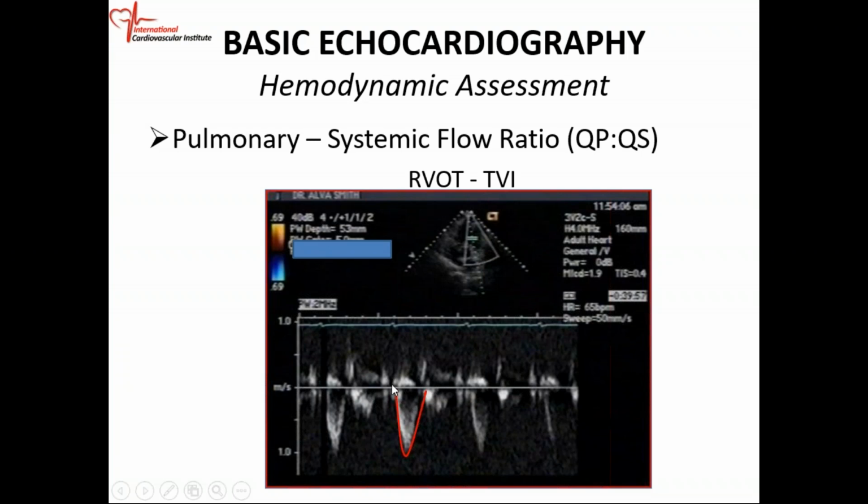Once you do planimetry of it, you'll get the TVI, time velocity integral. Again, time is on the horizontal axis. On the vertical axis, you have the velocity. You're basically multiplying them. Again, this is not rocket science. It's very simple. So if we said area under the curve, suppose you get a flow that looks like this.